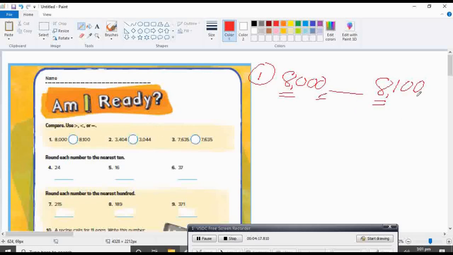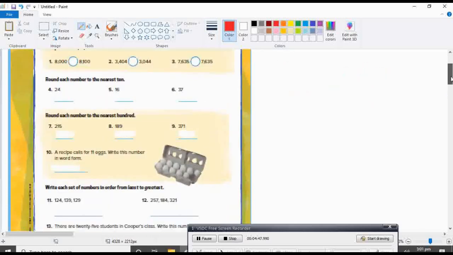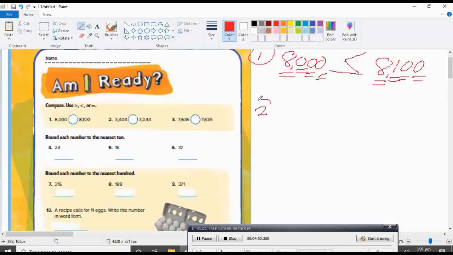They have the same digit in ones, look for the tens. They have the same digit. And then look for the hundreds placement. If the hundreds placement is different, that's how you are going to determine which one is bigger. So in this example, 8,100 is bigger than 8,000.